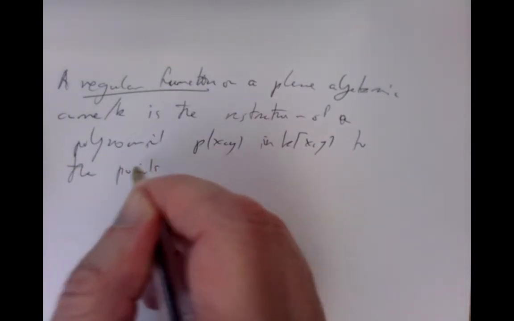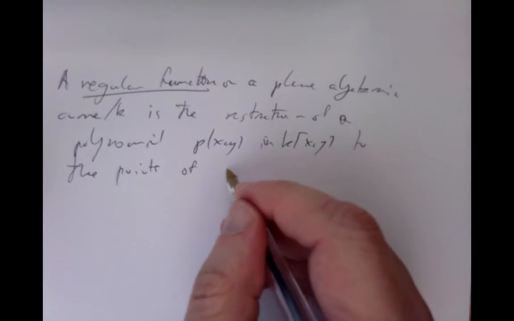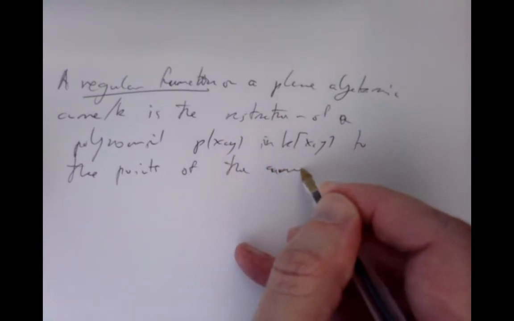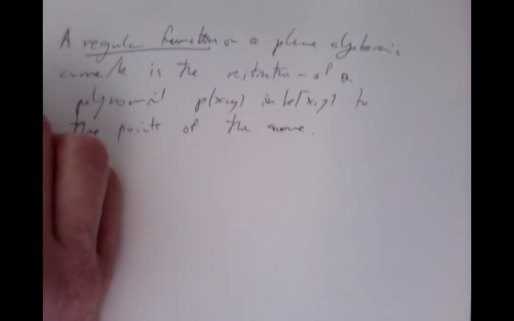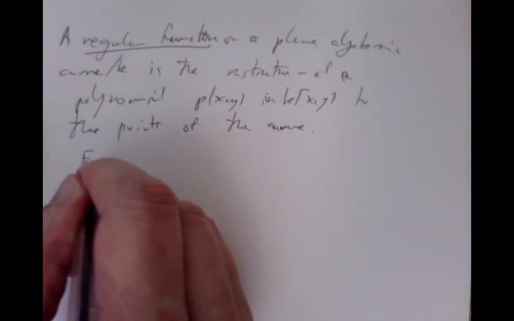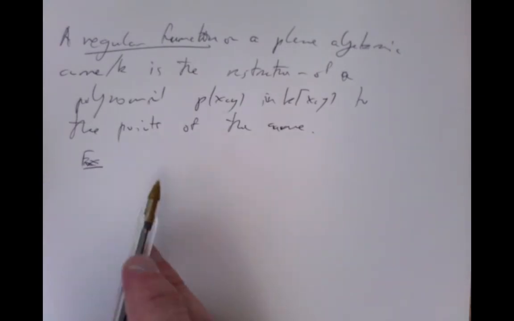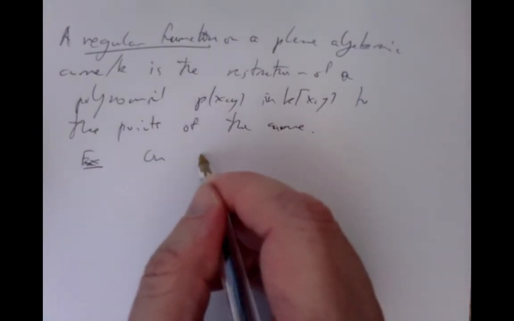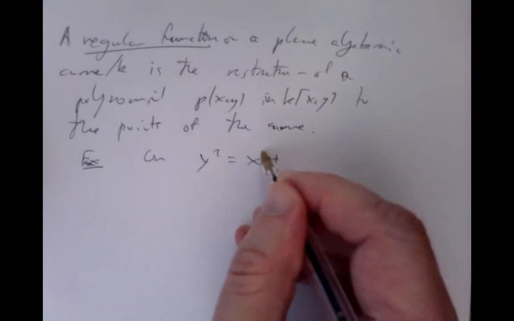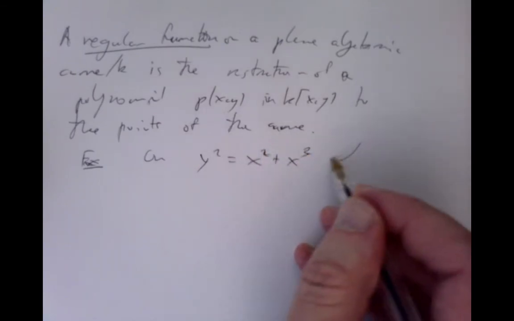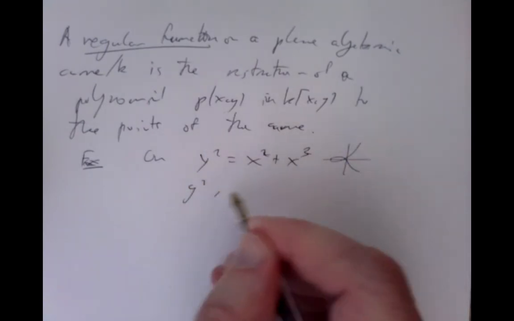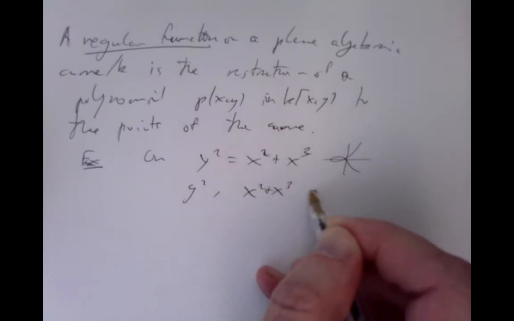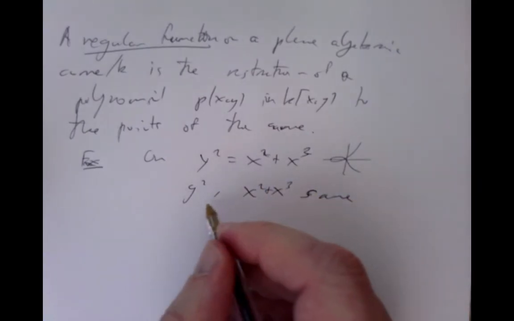Remember, points live in the algebraic closure, the points of the curve. So two polynomials that restrict to give the same function on the points of the curve will be the same for us. And that sounds a little bit dangerous, but of course it's not going to be a problem because the points are over the algebraic closure. So there's lots and lots of points, as we've seen. So as an example, on our simple example of y squared is x squared plus x cubed, it looks something like this. We have that, of course, y squared and x squared plus x cubed are the same function. They're the same regular function.